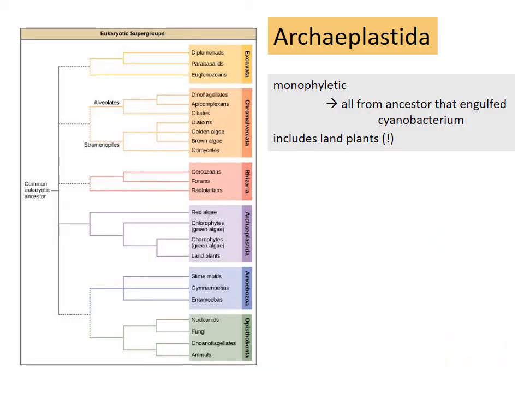Out of the rhizarians now, we go to the Archaeoplastida. This is another monophyletic group, all from an ancestor that engulfs some cyanobacteria. But that's all cool. These are the red algae, which we'll talk about.